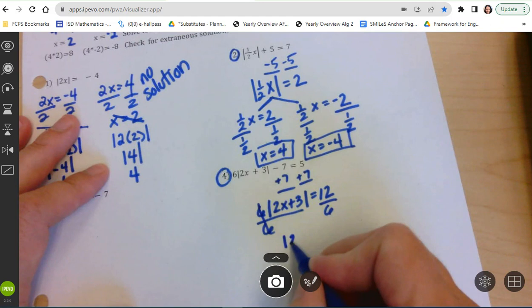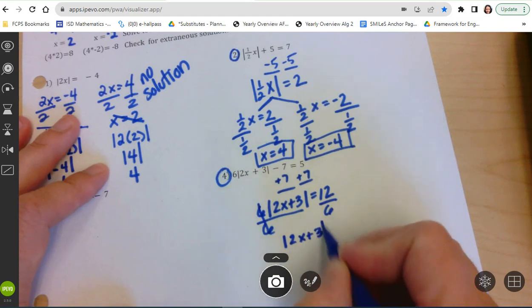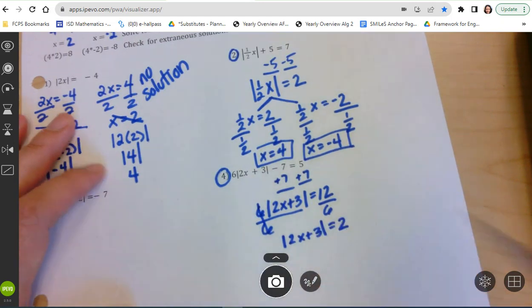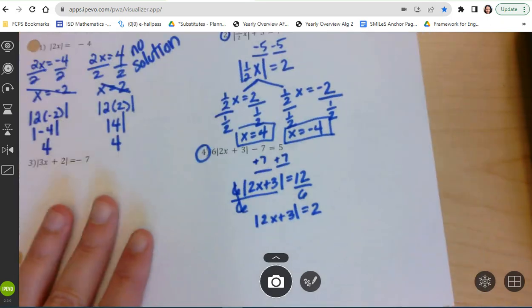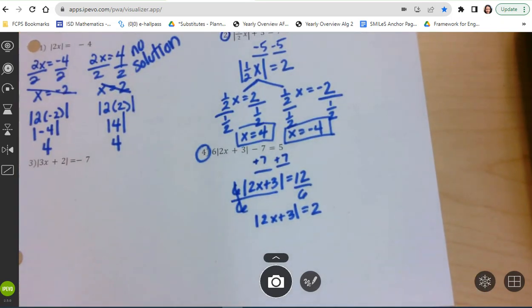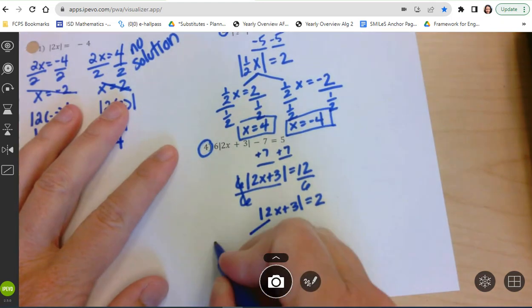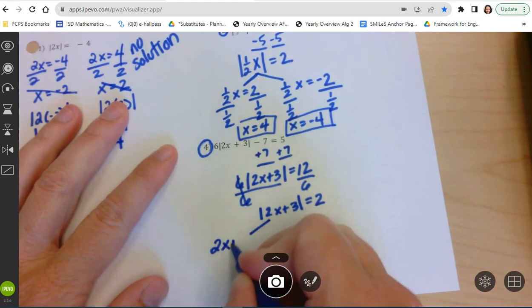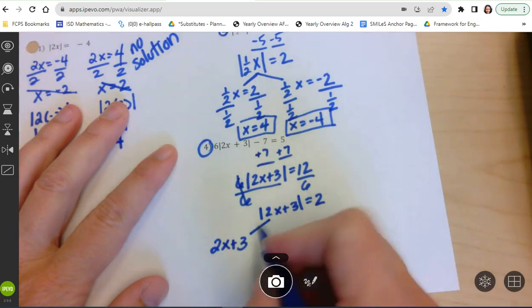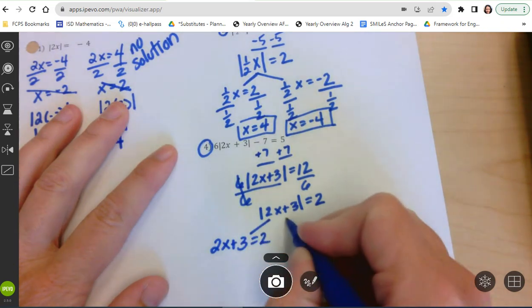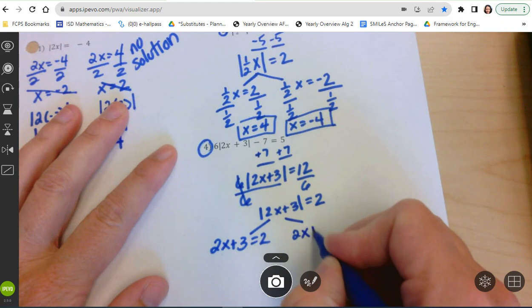So I have absolute value 2x plus 3 equals 2. Once you have your absolute value all by itself, the next thing you want to do is split it into 2 equations. One's going to be equals 2. The other's going to be equals what number? It's negative 2. Good. Notice I dropped the absolute value at this point because I'm just talking about the insides. The insides could be positive 2 or the insides could be negative 2.